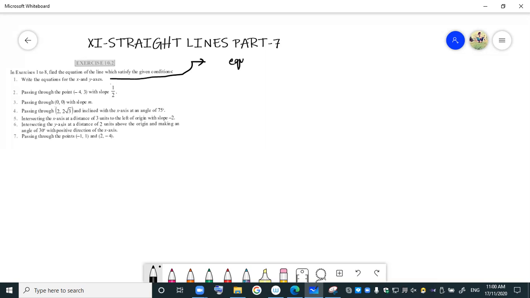I told you the equation of x-axis is y is equal to 0. Because if you see any point on the x-axis, suppose this is your y-axis, this is your x-axis, so if you take any point on this x-axis, its coordinate will be (x, 0). And it is also passing through (0, 0).